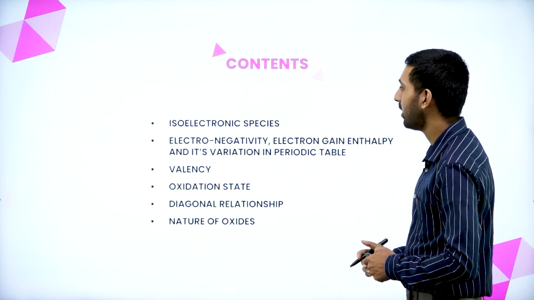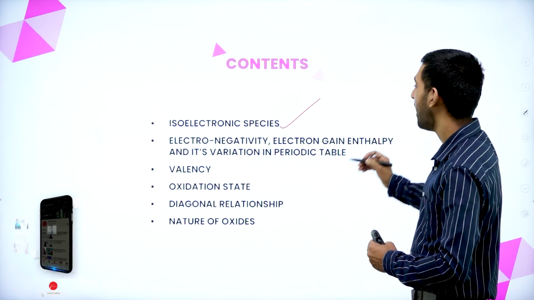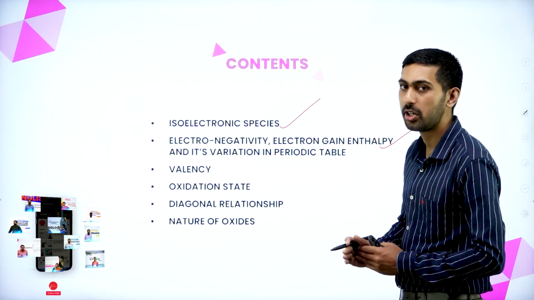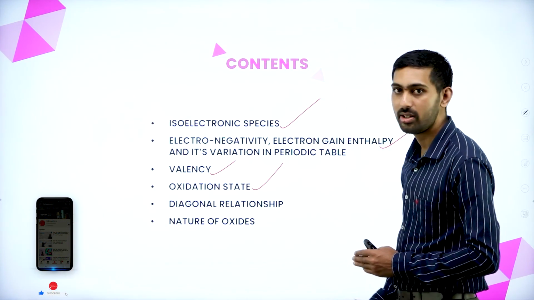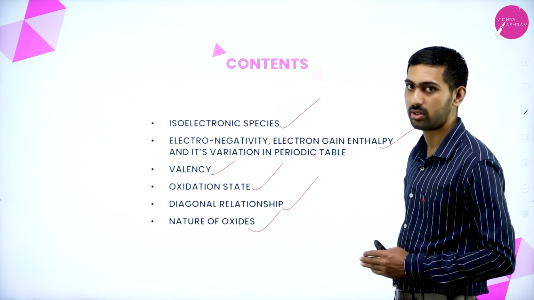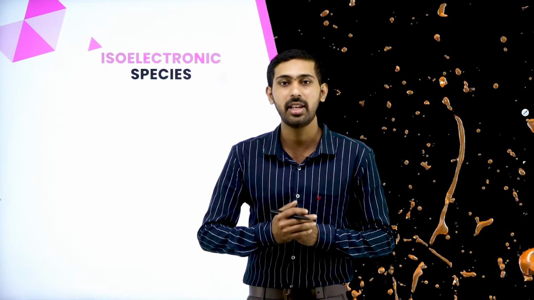Okay, let us study today isoelectronic species. What are isoelectronic species? Electronegativity, electron gain enthalpy and its variation in the periodic table. Next, valency, oxidation state, diagonal relationship and nature of oxides. First of all, let us see what is isoelectronic species and its definition.